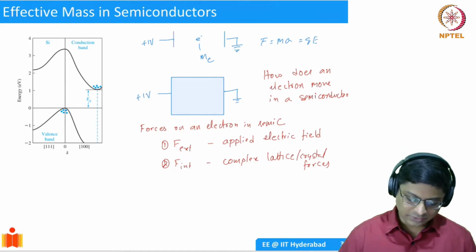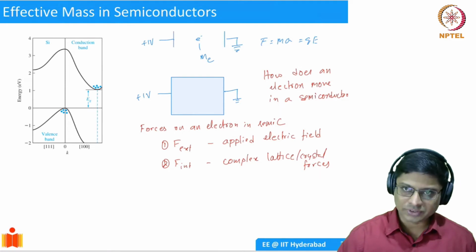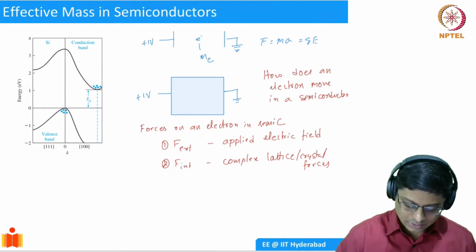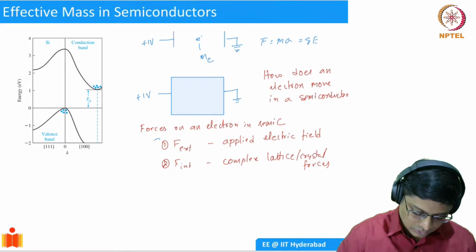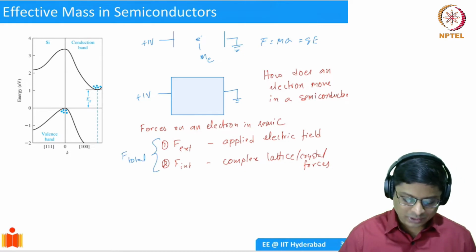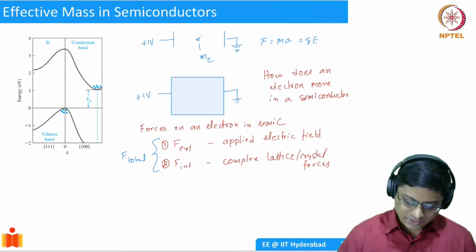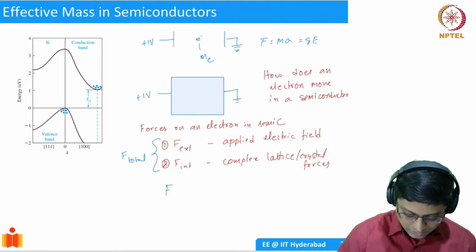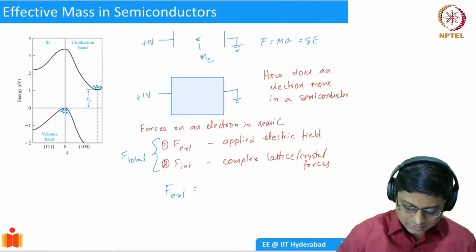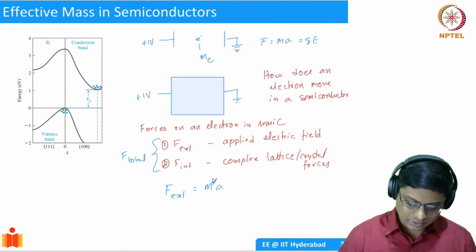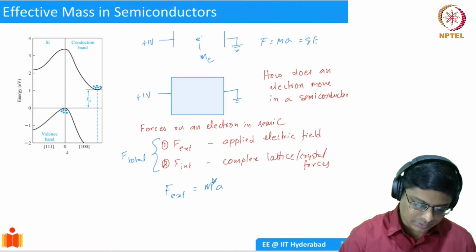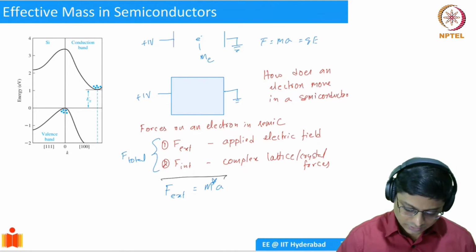Just like Newton's second law, F equal to ma, we will write now F total, which is both of them, equal to mass times acceleration, which is the real mass. But what we'll say is we will introduce a concept of effective mass, and we say that F total equals m star times a. So basically this particular m star, which we will call the effective mass.